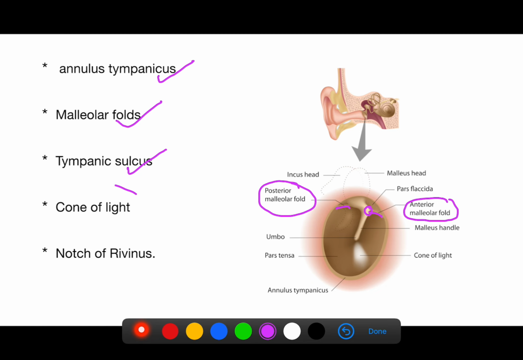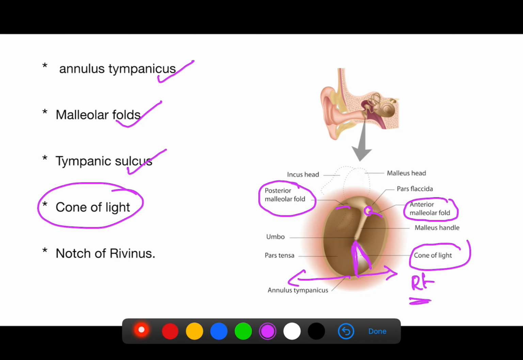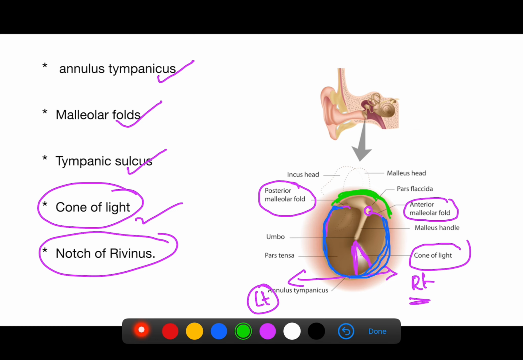Coming to the cone of light, this is the cone of light. The importance of the cone of light is that by seeing it, we can say whether the tympanic membrane belongs to the right ear or the left ear. If it is on the right, it is the right ear, and if on the left, it is part of the left ear. That's the importance of the cone of light. And coming to the notch of Rivinus, the tympanic sulcus is present all over the pars tensa, whereas it is absent in the pars flaccida. So that is called the notch of Rivinus.